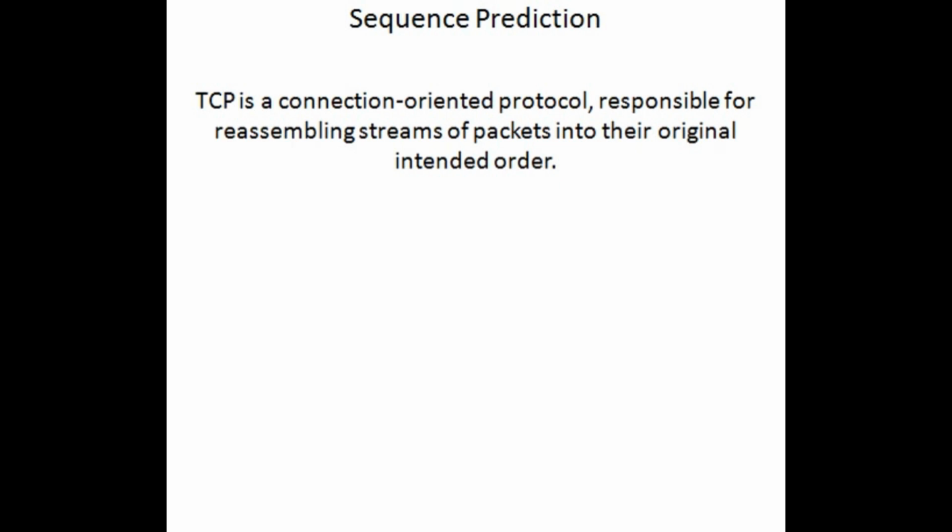Sequence prediction. TCP is a connection-oriented protocol responsible for reassembling streams of packets into their original intended order. Every packet has to be assigned a unique session number that enables the receiving machine to reassemble the stream of packets into their original and intended order. This unique number is known as a sequence number.